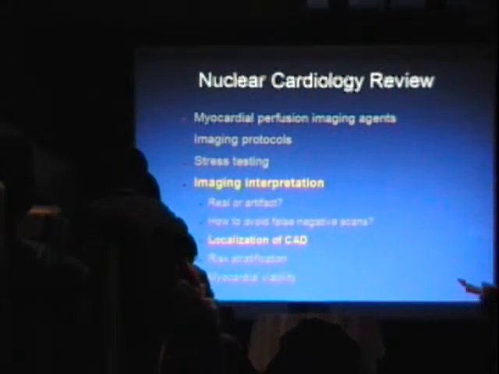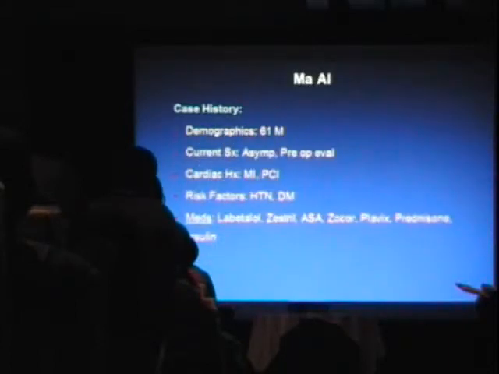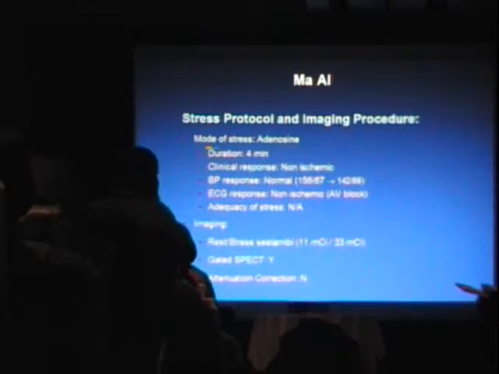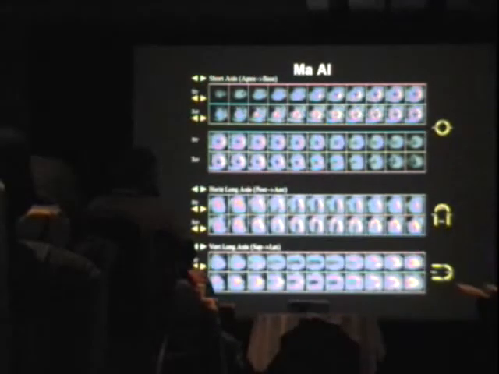So then, for your scan, once you've dealt with the defect being real and excluded the possibility that your scan is a false negative, you say, well, I need to be able to localize the coronary disease. I need to be able to help the referring physician tell which is the culprit vessel and which vessel to go after. This is a 61-year-old male, again with prior coronary disease. The patient is asymptomatic but comes for pre-operative evaluation. He had an adenosine stress test, and you get a scan like this.